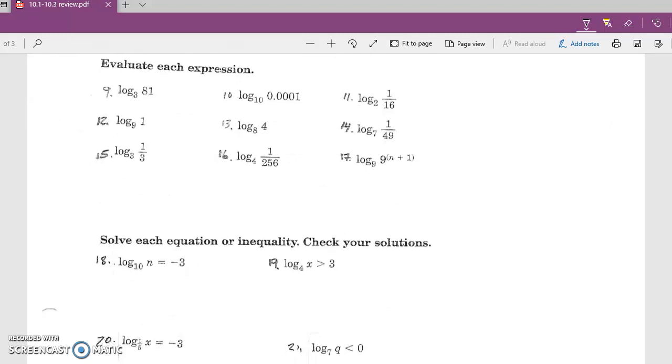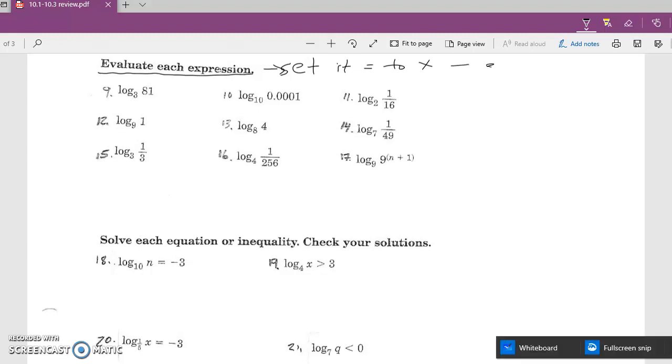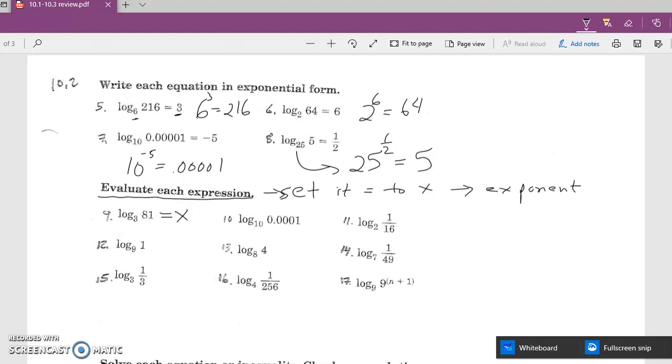Now, I don't know how Ms. Brewer and Mr. Clave teach this, but I've always taught this by doing this. Whenever I see evaluate the expression, I always say set it equal to x, and then turn it into an exponent problem and solve it. So let me explain this. For example, with number 9 right here, I'm going to set this equal to x. Now I'm going to put that into exponent form like the ones I just did right here, okay, just like these.